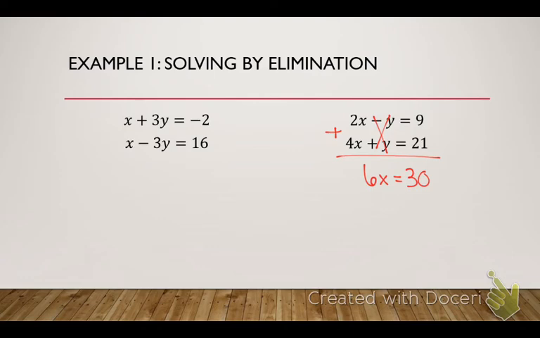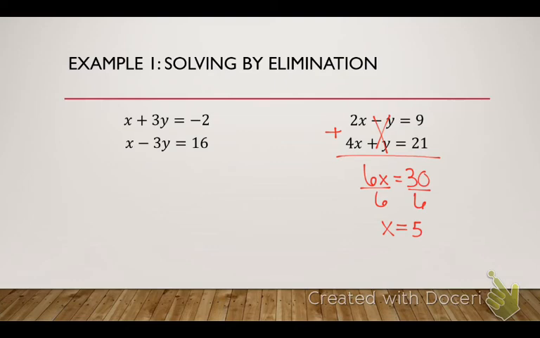Oh, I did x plus 3y equals 5. Okay, so then you divide both sides by what? 6. 6, and you get x equals what, guys? 5. X equals 5. Who got 5 for x? Who got x equals 5? Anybody get x equals 5?